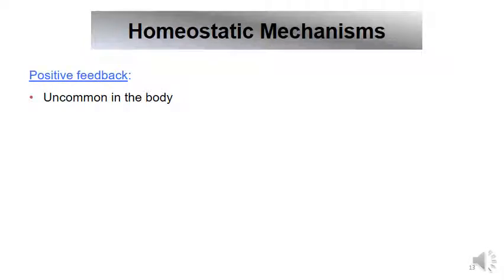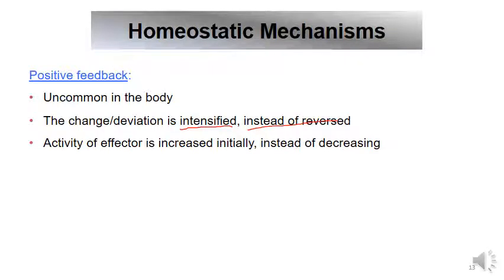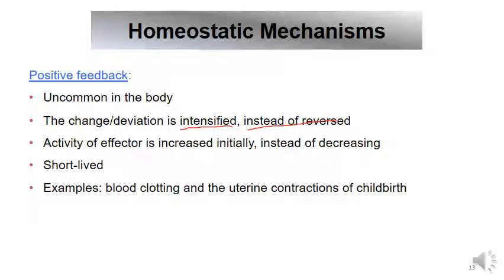Positive feedback, on the other hand, it's very uncommon in the body. Here, instead of getting it back to normal, you increase it even more, intensified instead of reversed. And so the activity is actually increasing instead of decreasing. Now for this, here are the two examples that I want you to know for positive feedback: blood clotting and the uterine contractions of childbirth.